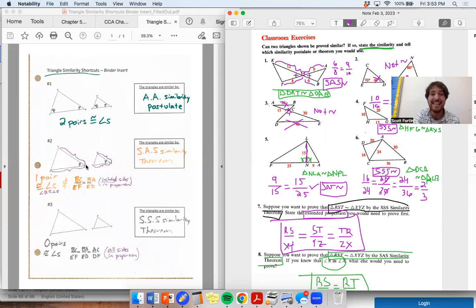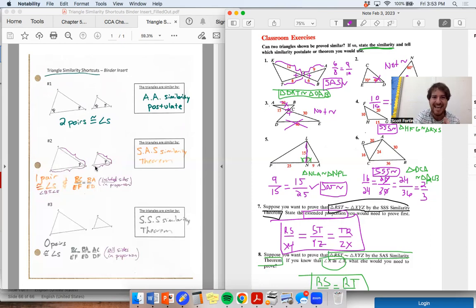What I would need is the included sides. Remember, the included sides are the sides that touch the angle itself, not the side that's opposite. This is opposite that angle. The included sides need to be in proportion. So if I knew that angle B was congruent to angle E, then BC is an included side. It corresponds to this one. It's a little bit longer over here than this, longer over here than that.